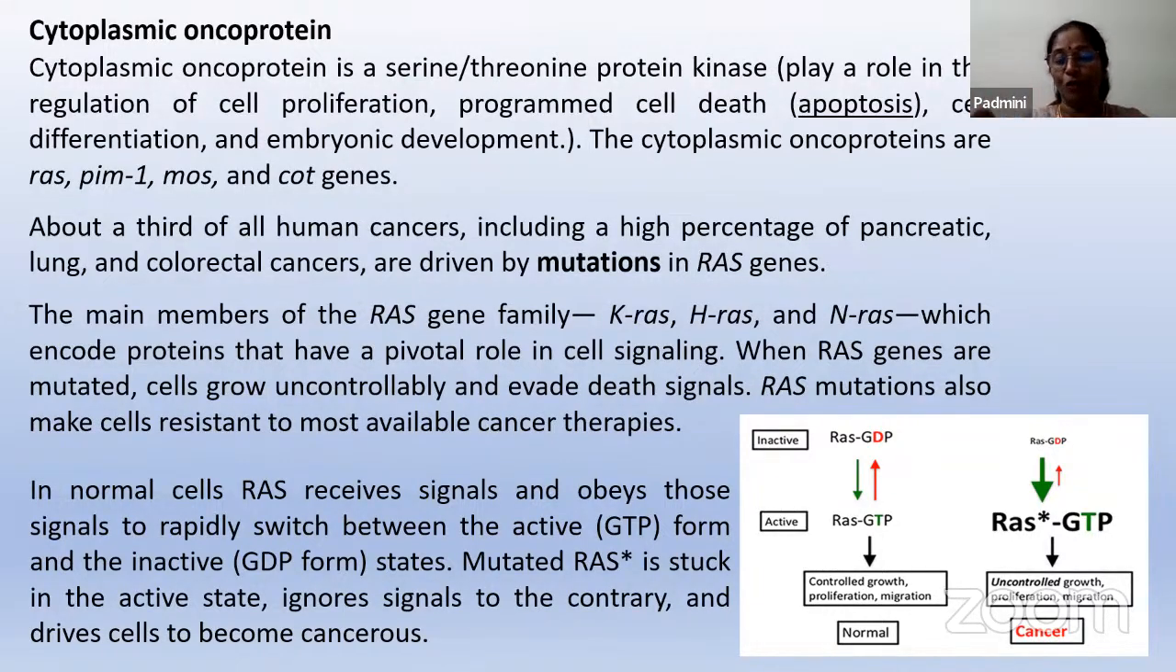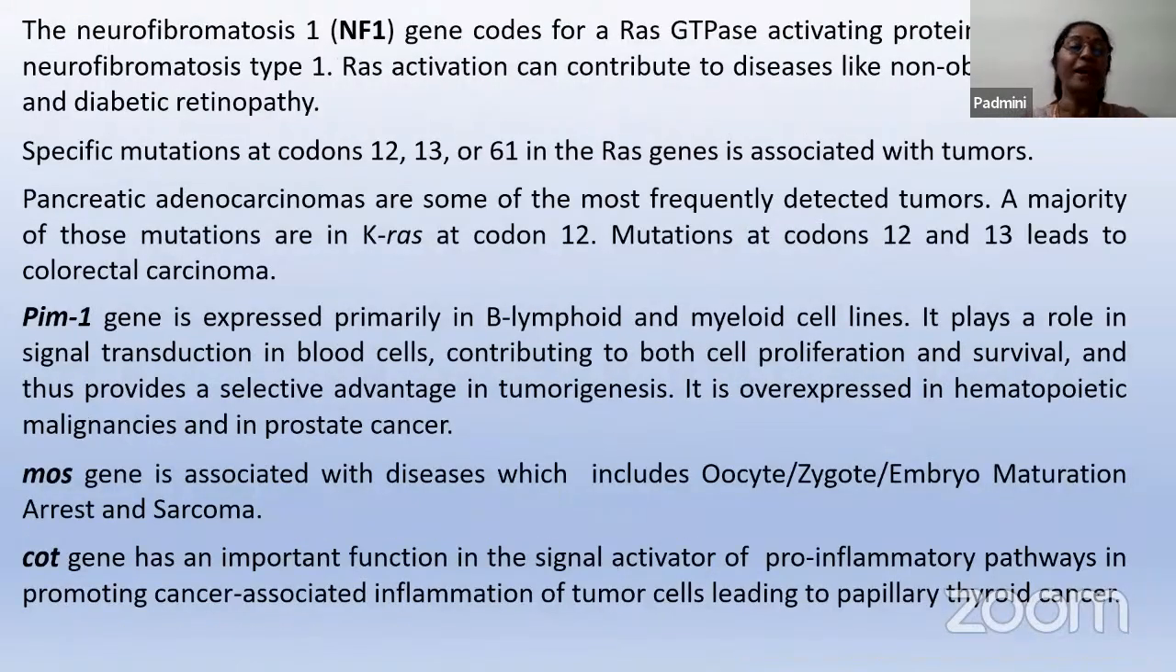That is the cytoplasmic oncoprotein RAS genes, RAS, rat sarcoma. The name RAS was given because it was first identified in the rat, so rat sarcoma. But those genes found in humans are called KRAS, HRAS, and NRAS. Then you have another type of gene, the NF1 gene in the cytoplasm.